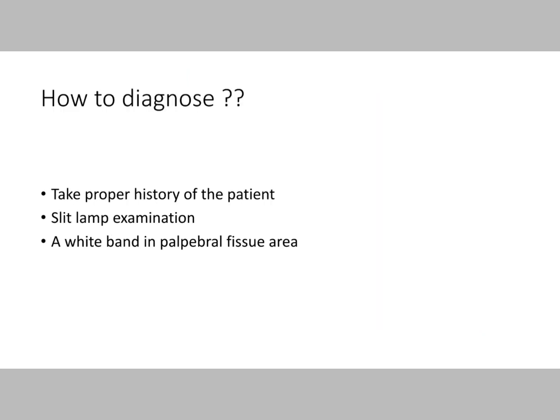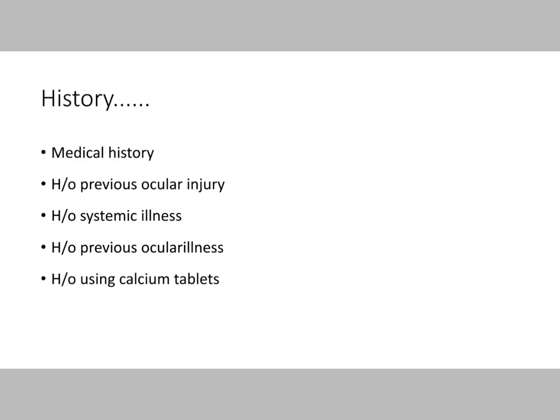Okay, so how to diagnose? Yes, whether it is band-shaped keratopathy or not. Take the proper history from the patient, as I told you in the etiology part about the different causes that can lead to band-shaped keratopathy. Ask about systemic diseases and ocular disease. Then do the slit lamp examination nicely to see whether it is band-shaped keratopathy or something else. If it is, you will see a white band at the 3 to 9 o'clock meridian. You should give special attention to history taking.